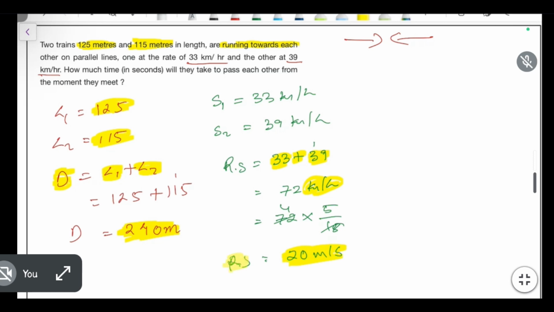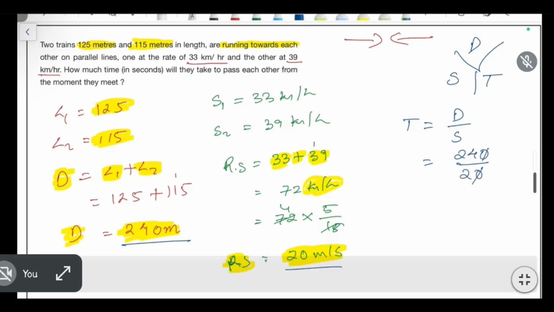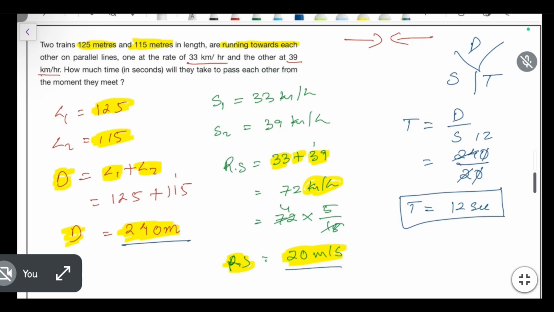We have the relative speed and the distance. What's the formula? Distance, speed, and time. We need to find the time, so time is nothing but distance divided by speed. The distance here is 240, and the relative speed is 20. So the 0s cancel. 2 1s are 2, 2 2s are 4. So the time here is 12 seconds. The answer here is 12 seconds.